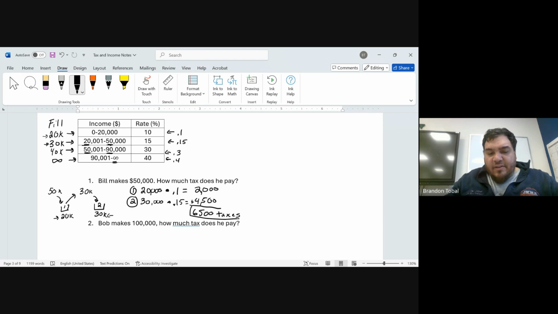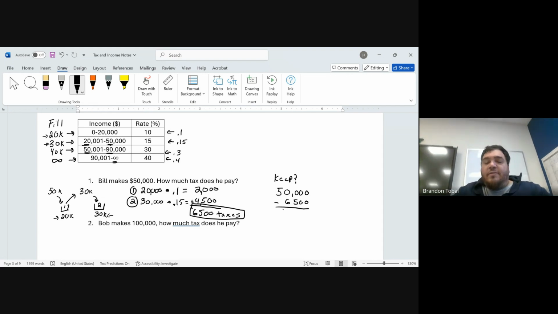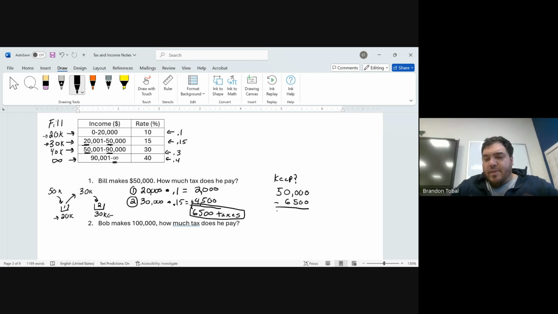So that's how much he pays in taxes. Sometimes I will ask, how much does he keep? Or how much money do they keep? So to figure out how much money to keep, all you do is take your original amount. This is how much he earned, 50,000. And I subtract from it how much taxes I have to pay because I don't get to keep my taxes. I have to give it away to the government. So 50,000 minus 6,500 is 43,500. So he gets to keep 43,500.